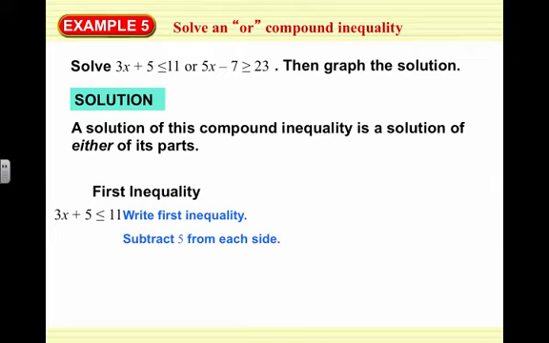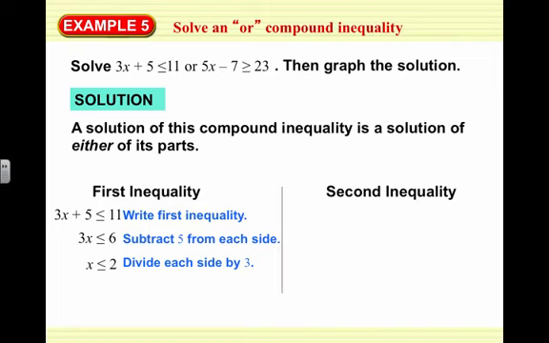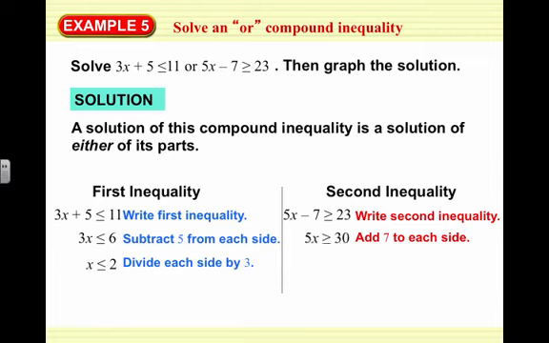So 3x plus 5 less than or equal to 11. We're going to subtract 5 from both sides to get 3x less than or equal to 6. Divide both sides by 3 and we get x less than or equal to 2. Let's do the second inequality. We're going to write it down. So 5x minus 7 is greater than or equal to 23. Add 7 to both sides to get 5x greater than or equal to 30. Divide both sides by 5 to get x greater than or equal to 6.